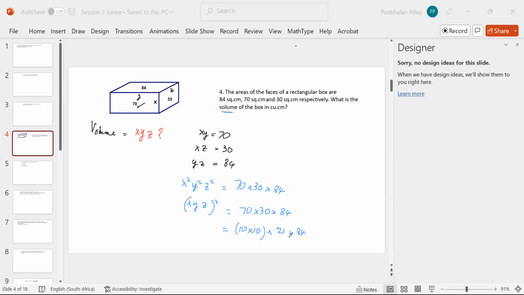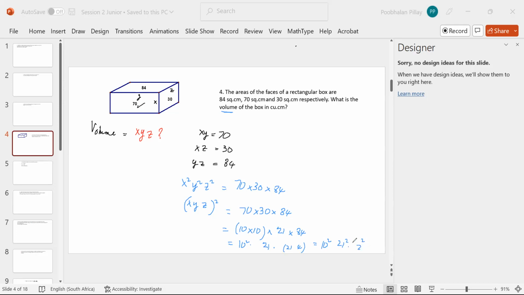But wait a minute. 84 is 21 times 4. So this is 10 squared, and this is 21 times 21 times 4. So you will see that this is 10 squared times 21 squared times 4, and 4 is 2 squared.